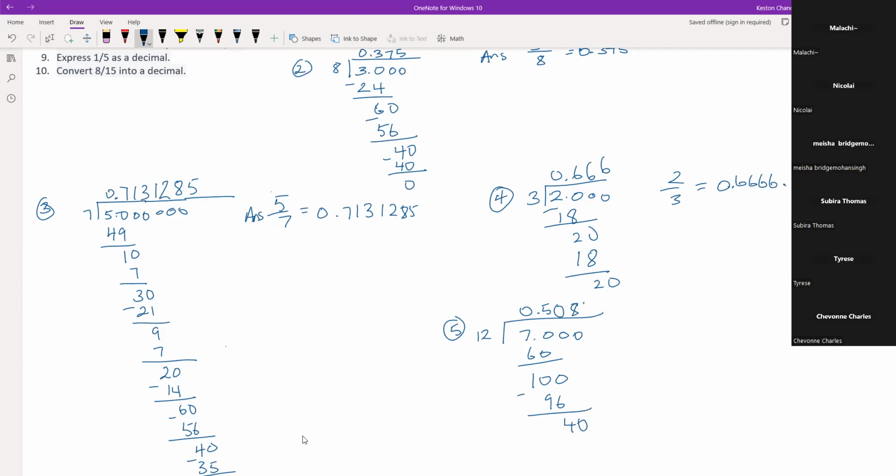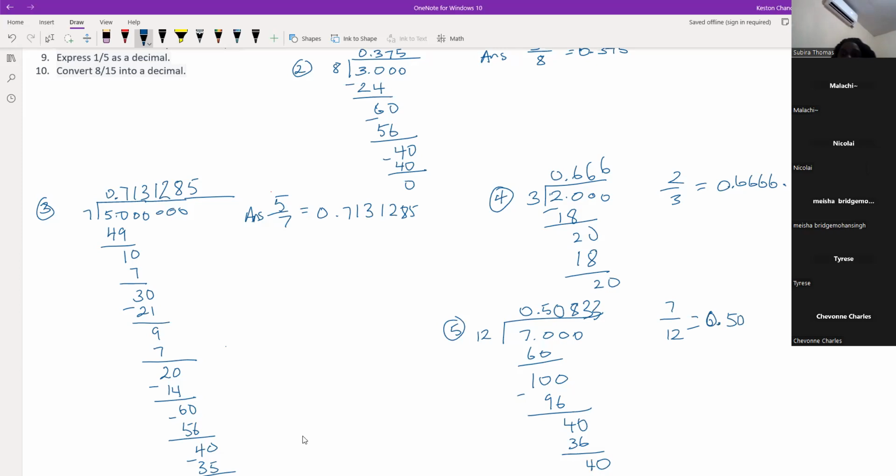So we're going to give them a 336. Right, and then you end up with a recurring. So you could say 7 over 12 is equal to 0.50833, and that 3 will continue going like that.